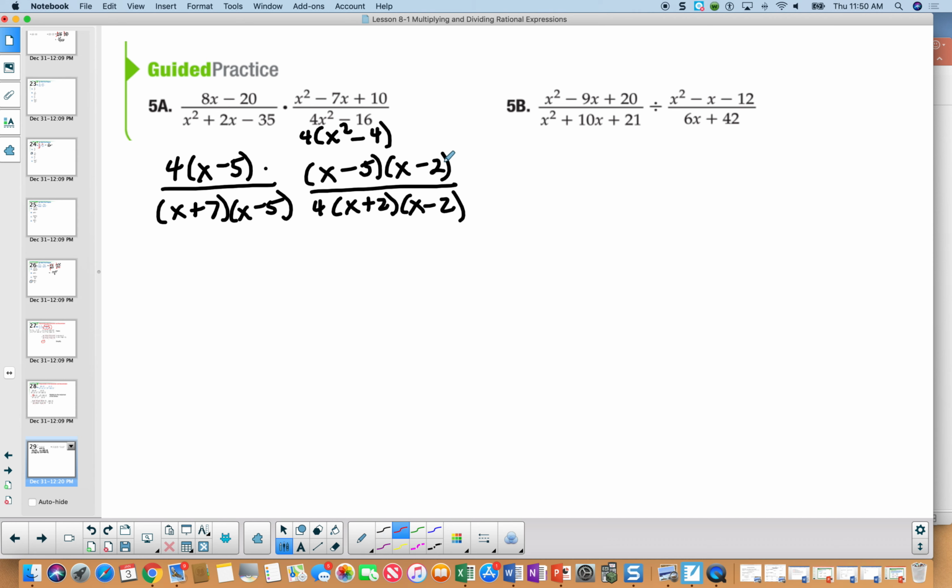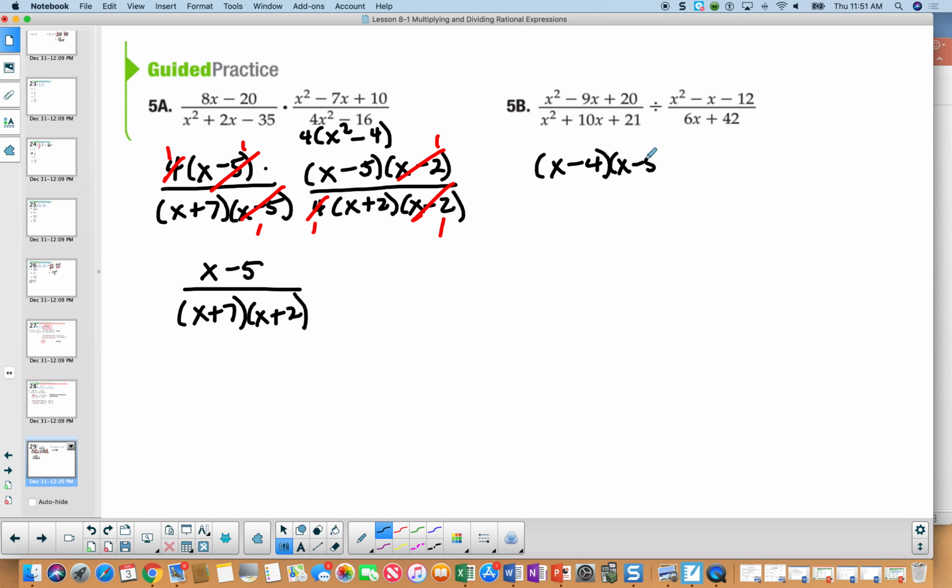All right, now I'm going to do some reducing, and I can do it here, and I can do a 4, and I think I'm done. Okay, so my numerator will be x minus 5, and my denominator is x plus 7 and x plus 2. Let's do it again over here. This is going to be x minus 4 and x minus 5 all over x plus 7, x plus 3.